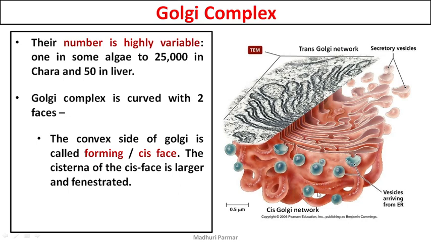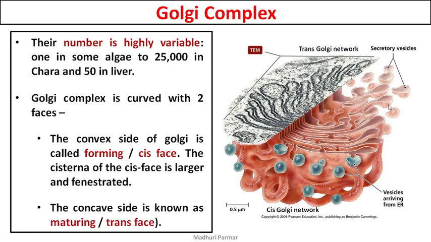The cisternae here are larger in size, they are bigger, and they are fenestrated. Remember this term, you will hear it a lot of times. Fenestration means there are a lot of holes. It is saying nothing else, it just means that there are a lot of holes. Holes means fenestration. So it is larger in size and it is fenestrated.